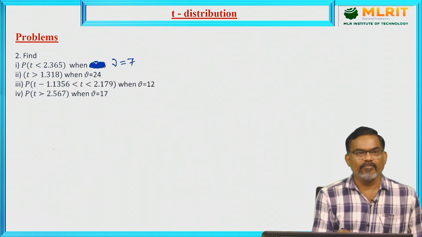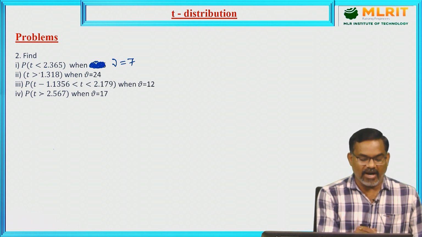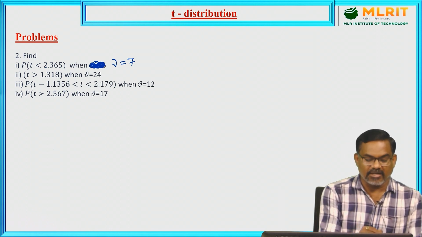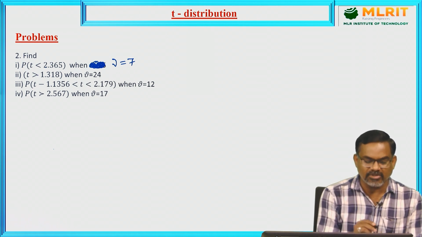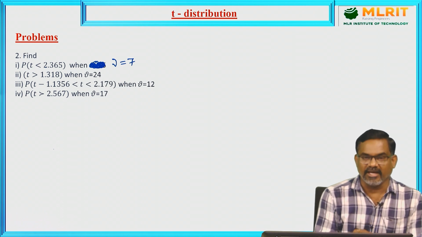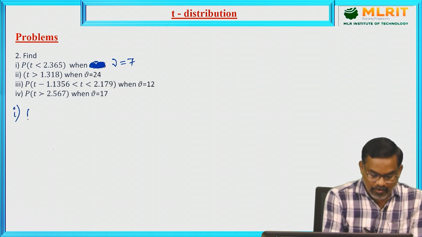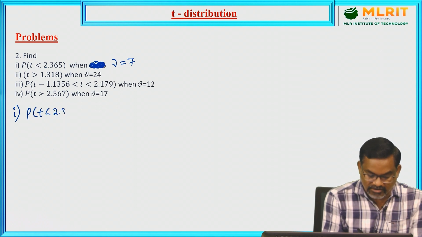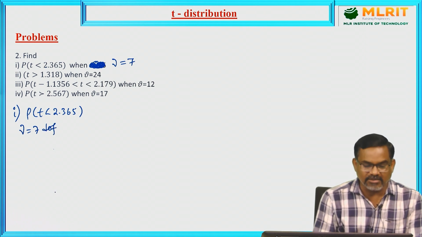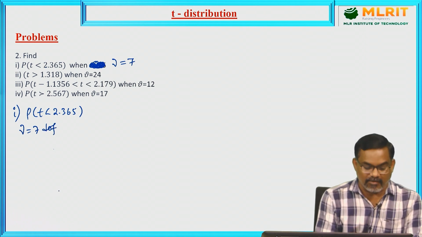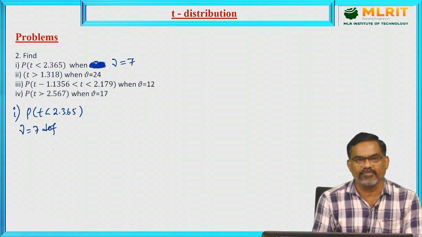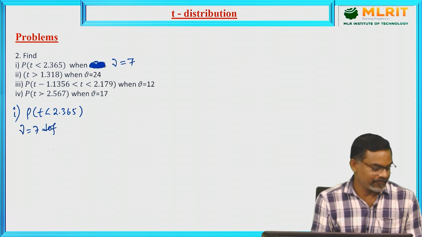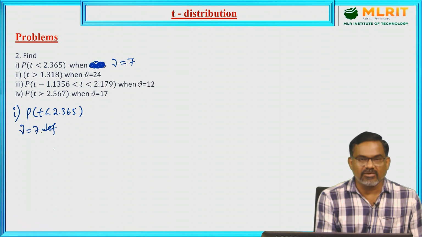Coming to the second problem, here we need to find the area such that the probability of t lies between two values, or is less than or greater than. So, in the second problem the values of t are given, and we need to calculate the area. Now, the first problem: probability of t less than 2.365 is required for nu equal to 7 degrees of freedom. That means we need to identify this value from the t table. For 7 degrees of freedom, for which value of alpha is t equal to 2.365?